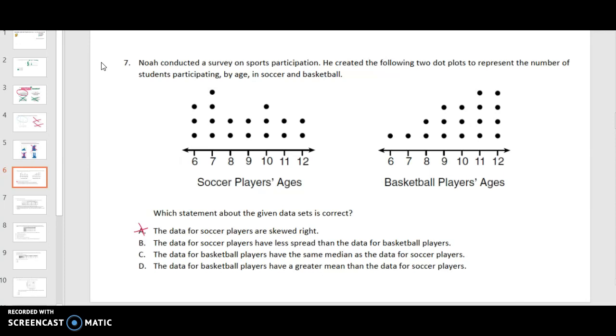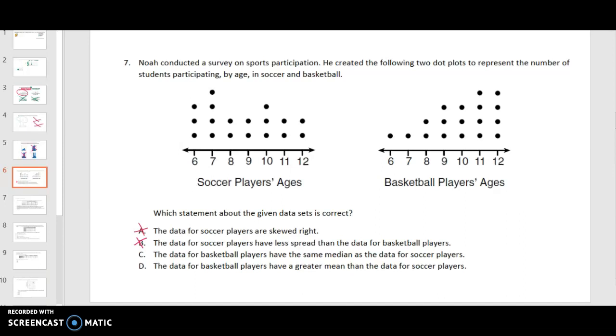Right, so the data for soccer has less spread than data for basketball players. So when it says less spread, that means is it more spread out evenly? To be honest with you, I think the soccer players are pretty evenly spread out in their age, whereas basketball players tend to be on the older side. So I don't think B is correct.